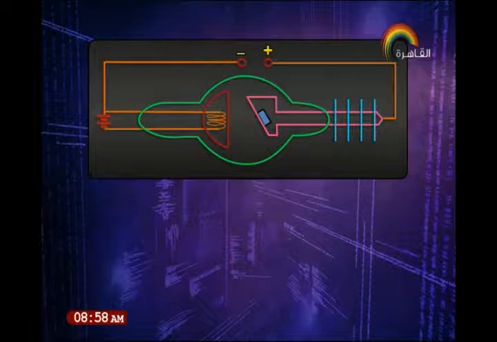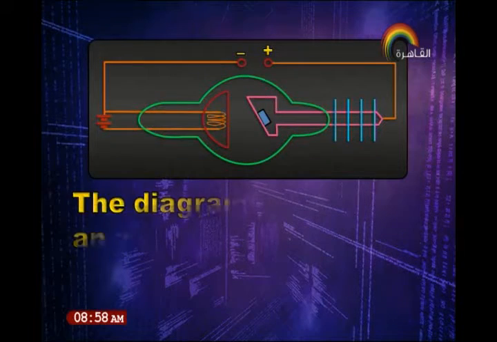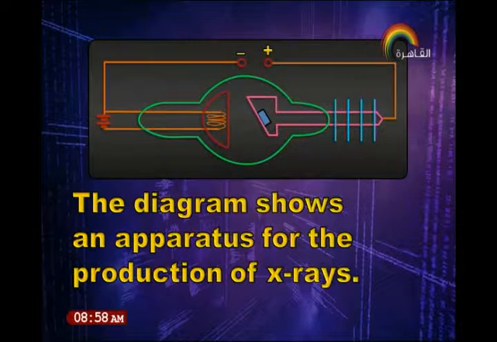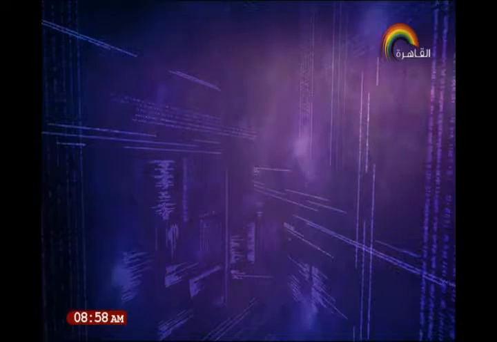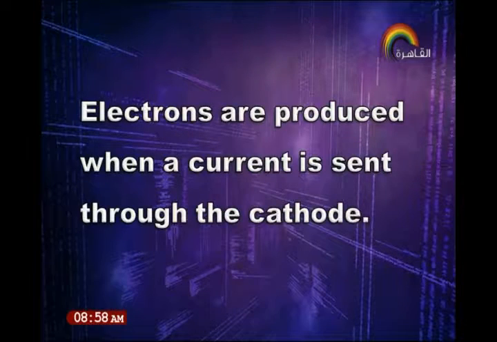And now we've got another important question. It is about X-rays. The diagram shows an apparatus used for producing X-rays. Show how the electrons are produced and suggest how they could be accelerated to the target. Okay, we'll take it one by one. Electrons are produced when a current is sent through the cathode.